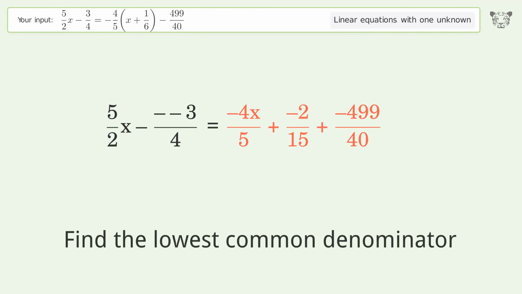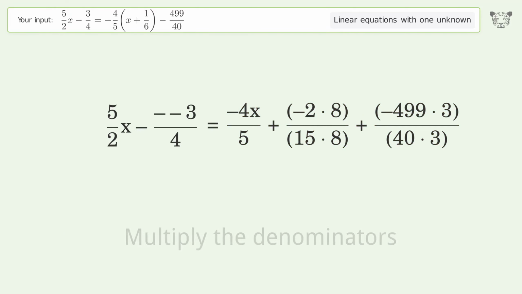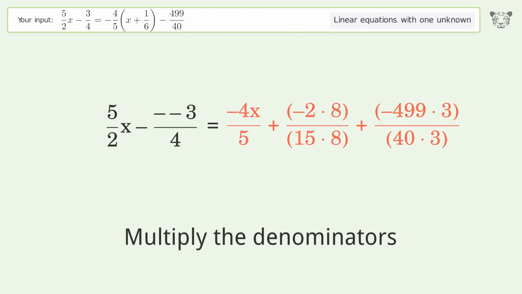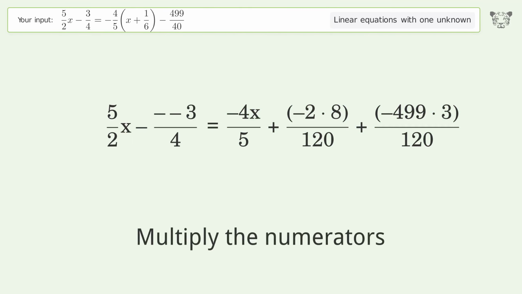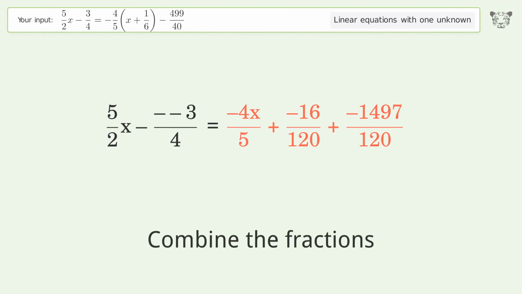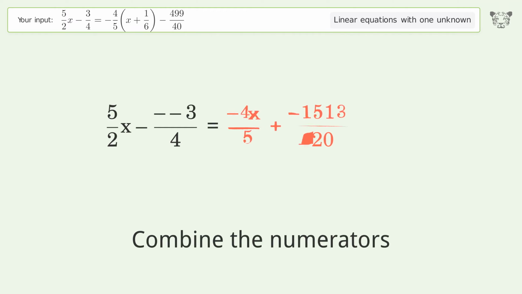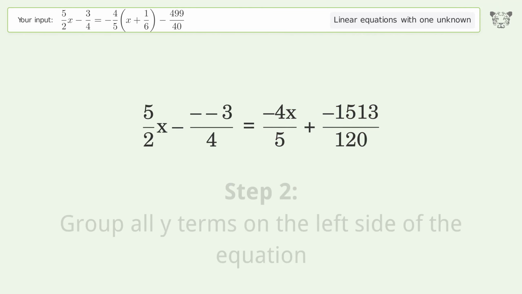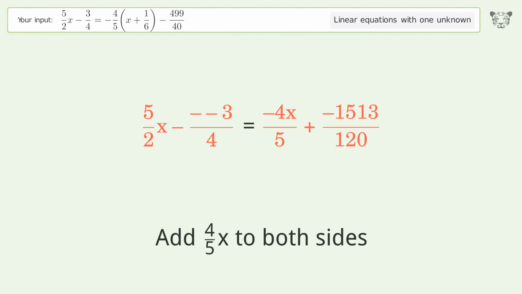Find the lowest common denominator. Multiply the denominators. Multiply the numerators. Combine the fractions. Combine the numerators. Group all y terms on the left side of the equation. Add 4 over 5x to both sides.